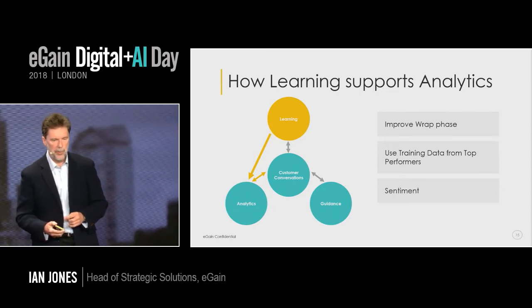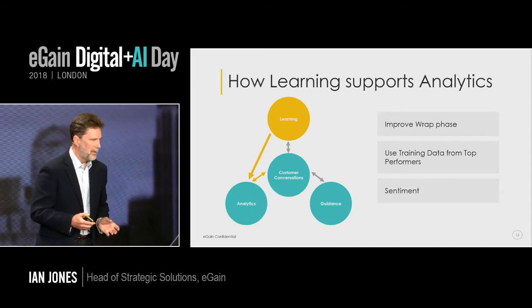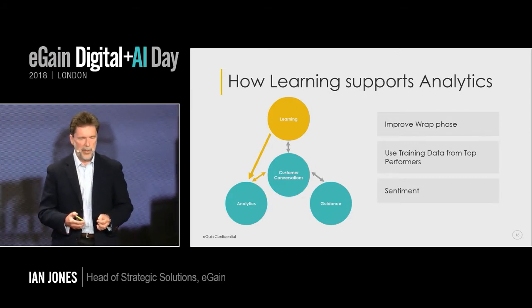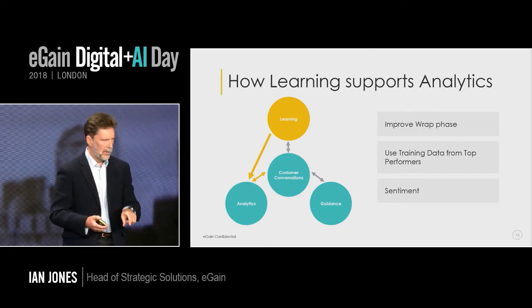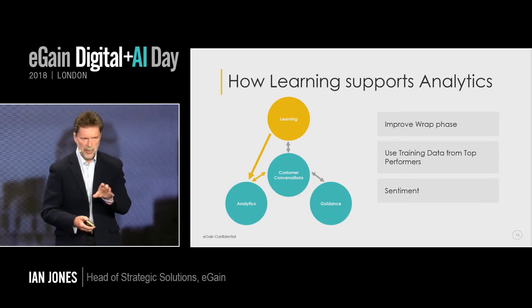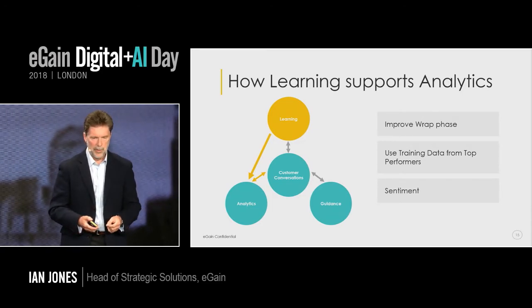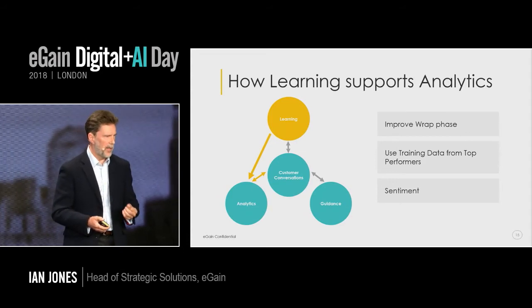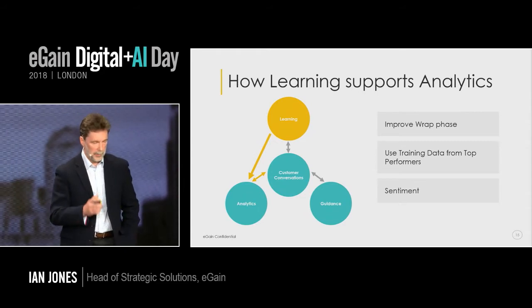The other thing we can do is that we can use learning to refine the analytics piece. So in other words, we can see how our best performers classify a call, and we can make sure that every other person classifies it the same way by prompting them with the machine learning algorithms. So we can use the training data again to help with that difficult classification piece. And we can also possibly look at sentiment.